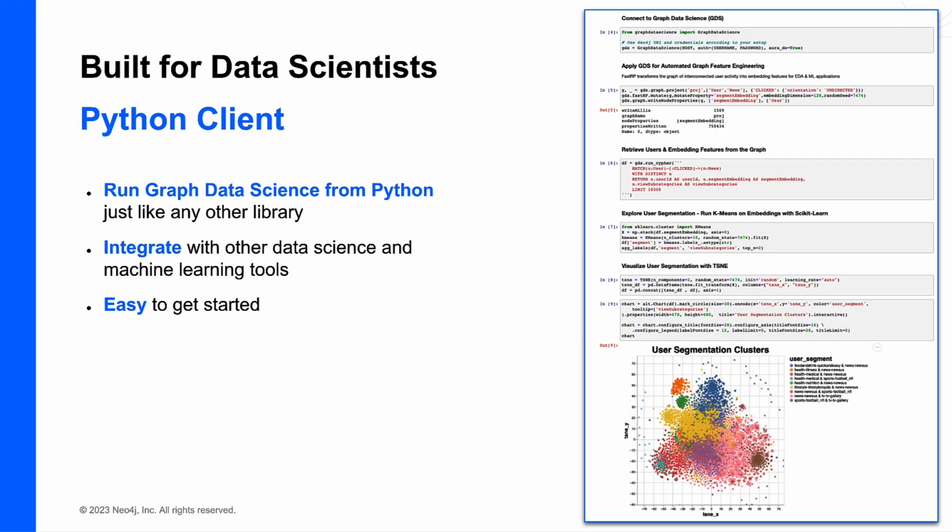Now, we've seen in the demos that I've shown already that we have a Python client or a Python surface for working with graph data science, basically allowing you to run graph data science just like any other Python library, integrate with your other machine learning tools. It makes it easier to get started. We've added a few things to help improve this client.